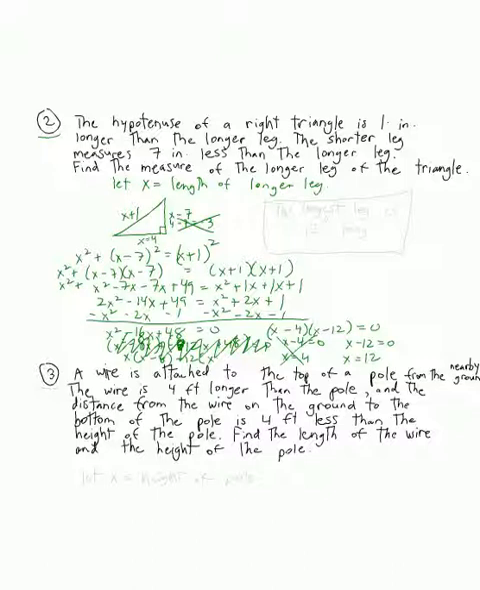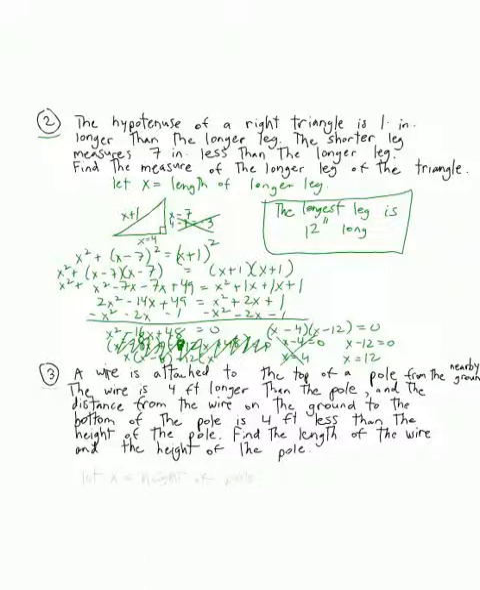So what does that mean? That means x equals 12 is my only answer. So 12 inches. The longest leg is 12 inches long.